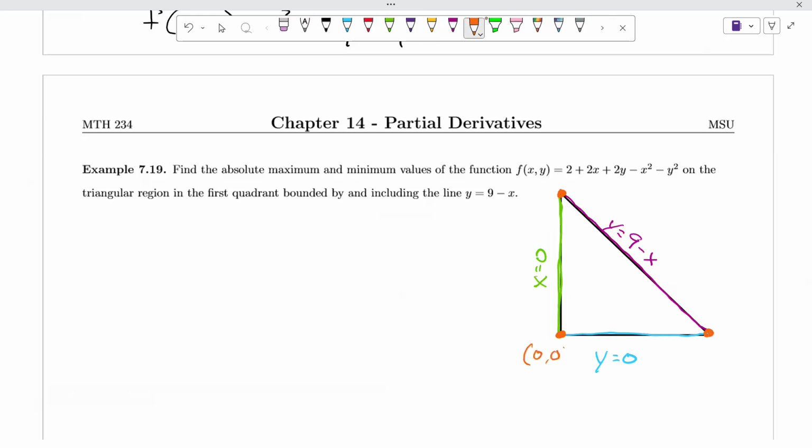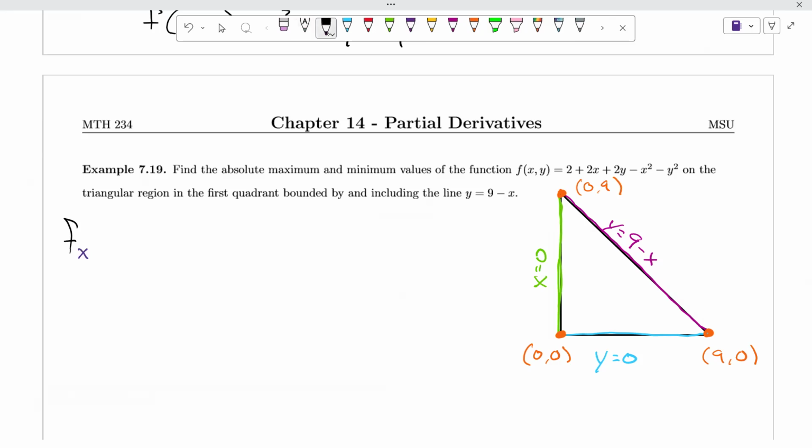They are 0, 0, 9, 0, and 0, 9. Cool. So when I get to step 2, that's what I'll have to start checking. I'll have 3 different parameterizations, so 3 different boundary curves to check. Oh boy. But before I get to there, let's go look at some partial derivatives.